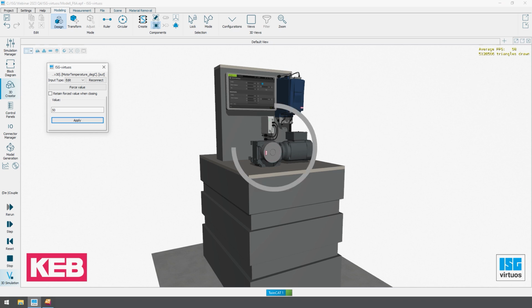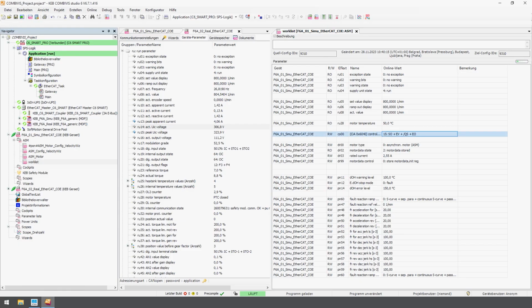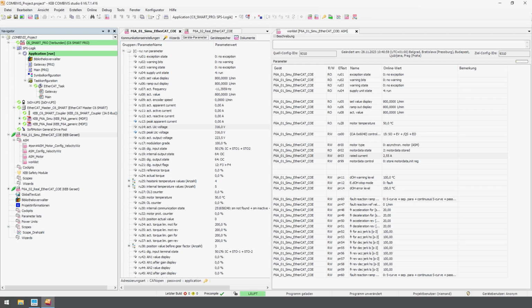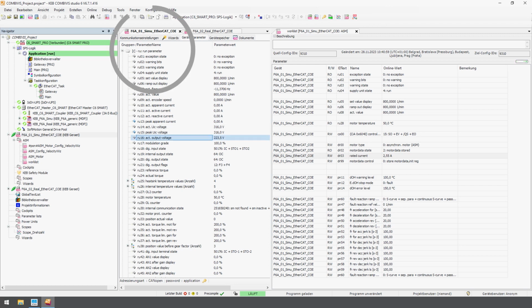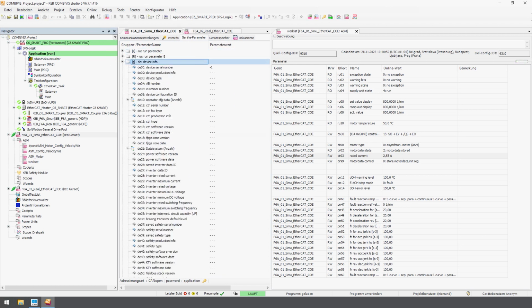Now the simulation is running again, and I will show you another possibility of errors. Now I would like to show you what happens if the user enters some wrong parameters in a static way for the current motor which is connected in the simulation model. You will find here, for example, the device information in our DE parameter. What is the nominal current of our KEB drive which we are simulating?